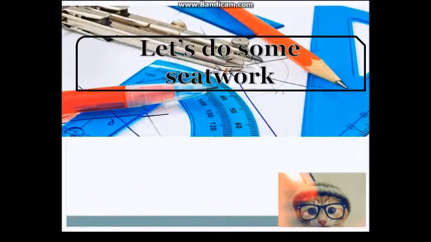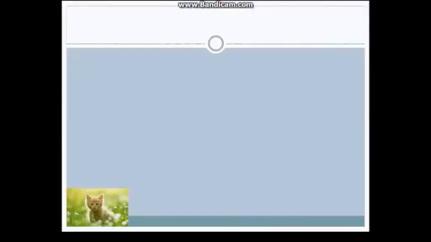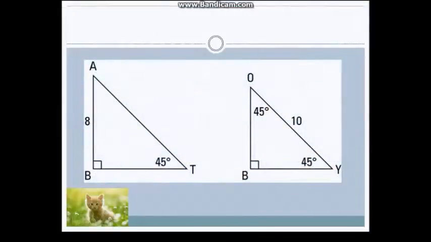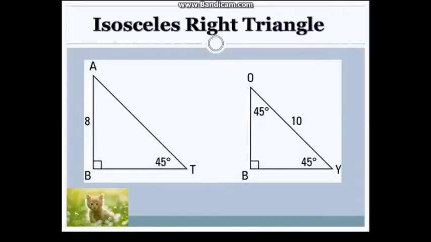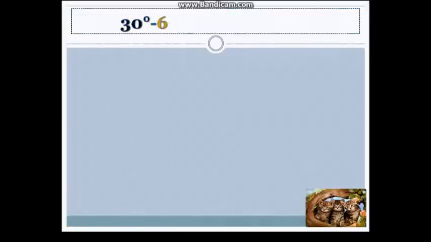Let's do some seatwork. You can try answering the exercises, which are problems about the 45, 45, 90 and 30, 60, 90 degrees triangles.